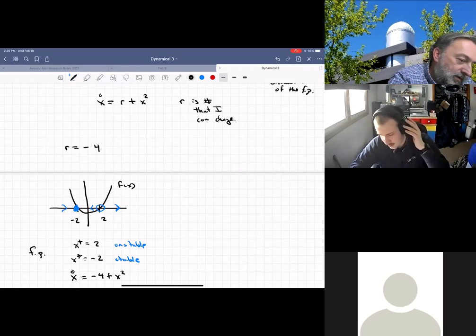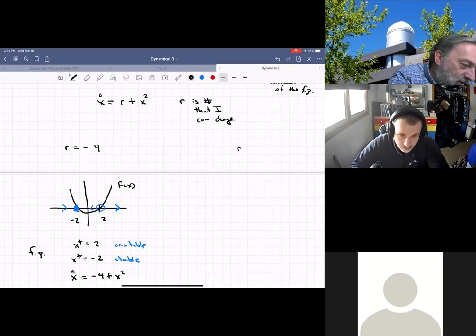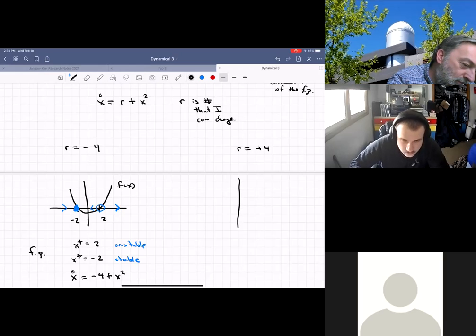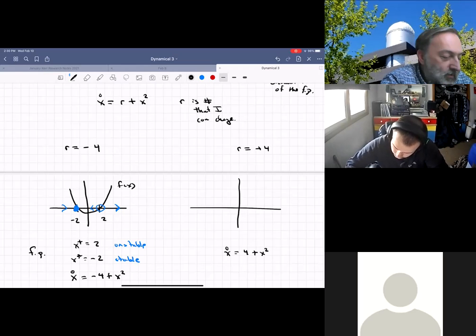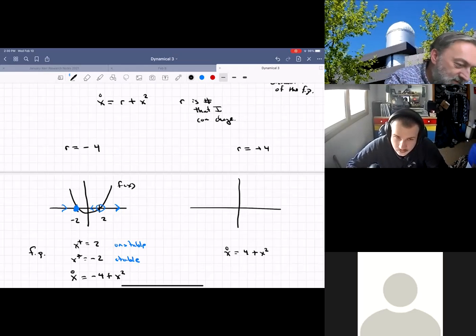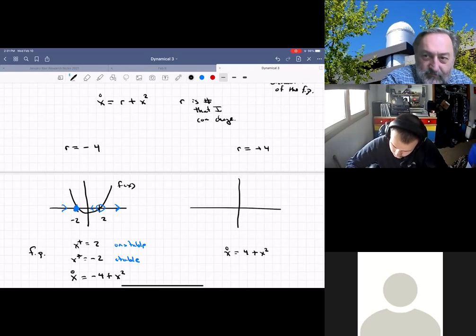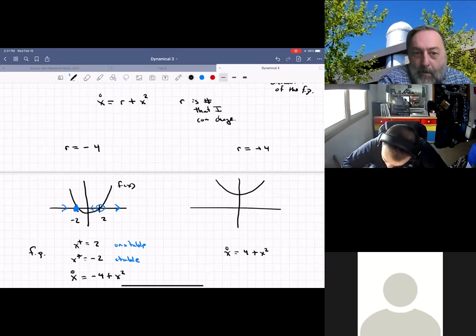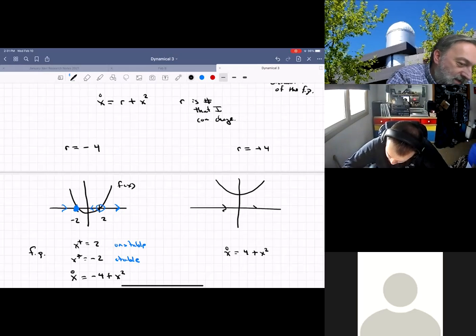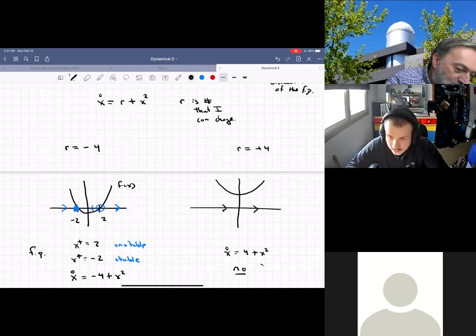Now, if r though was equal to plus 4, and now x dot is equal to 4 plus x squared, everybody draw the flow. All right, let's first draw f of x. What does f of x look like? Still a parabola, but the bottom of it is above 0. And now the flow is to the right, and we see that there are no fixed points.